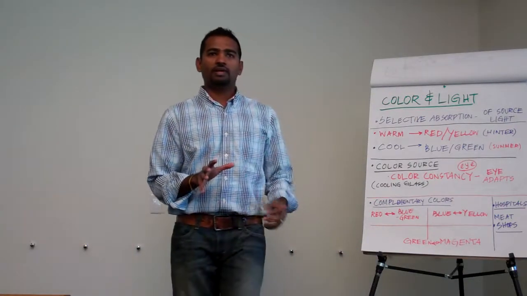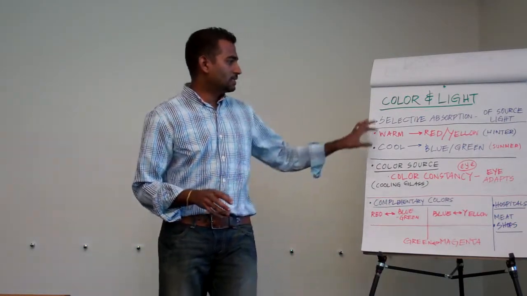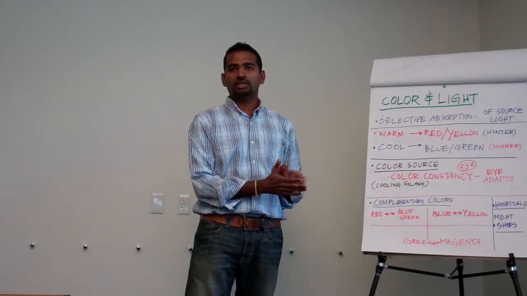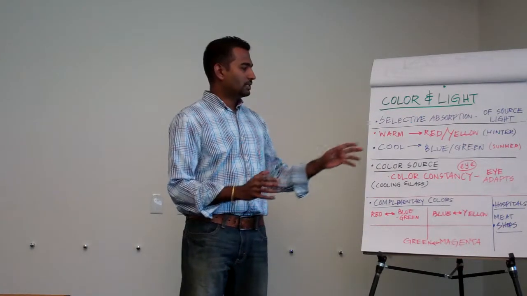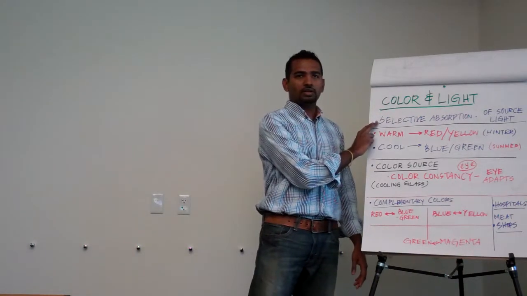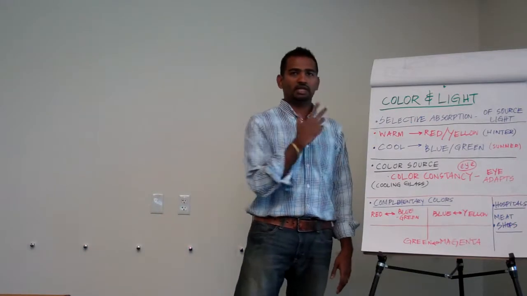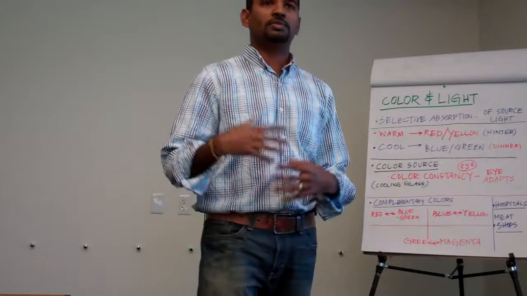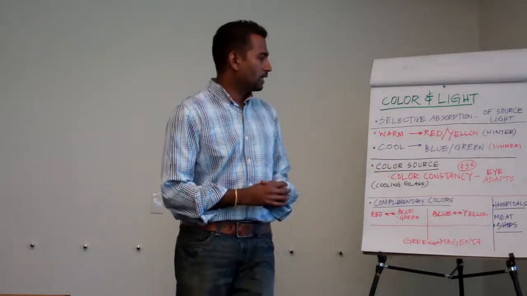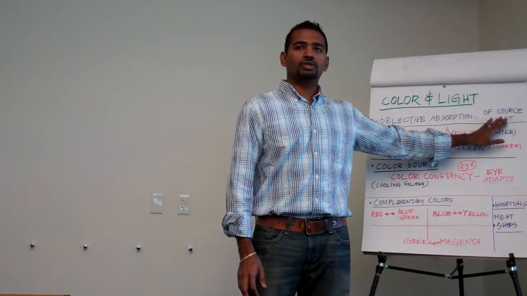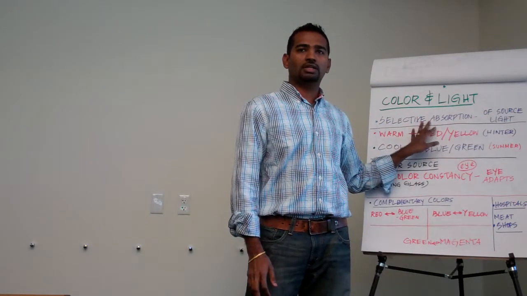So the last bit of lighting phenomenon that we need to understand is color and light. And color is another huge subject. I'm not going to go too deep into this, but just some quick refreshers. As we talked about, color is selective absorption. We perceive an object's color because it absorbs everything else but that color, right? And we also should understand the source of the light because that could change the color of the object.